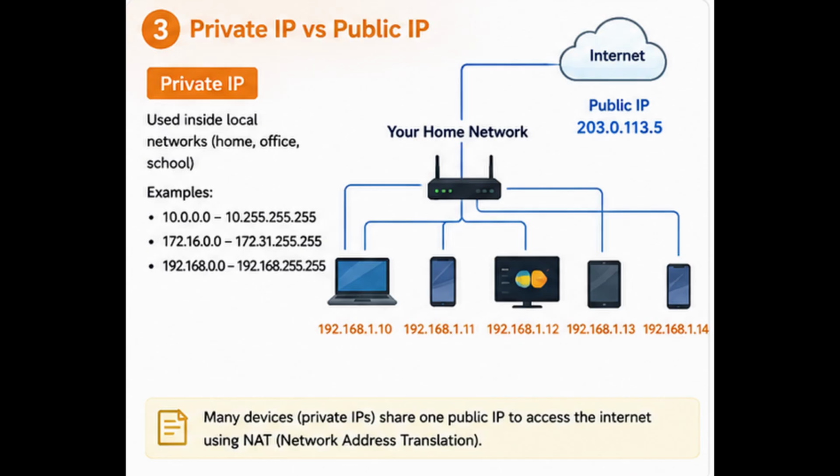Here is a simple real world example. Imagine you have 5 devices: a laptop, two phones, a smart TV, and a tablet. All five devices might have different IP addresses inside your home network. However, when they access the internet, they can share the same public IP address through your router or NAT.